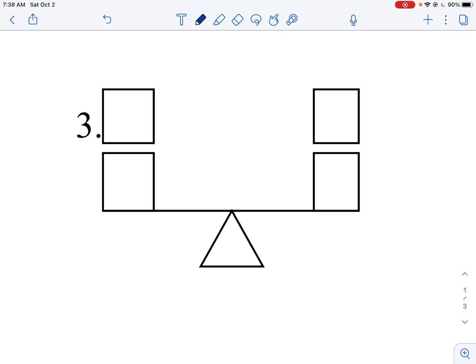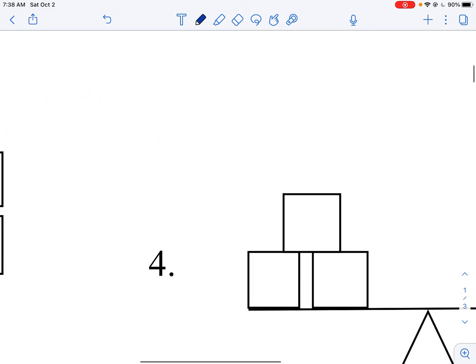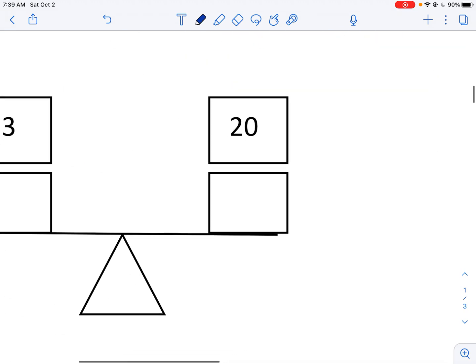Here, no matter what number I pick, I'm still going to have it even on both sides. So this one, I can pick any number, and it'll stay true. Over here, I have 30. So I have 3 boxes, and I have to be able to add them up, and they have to equal 30. So if I have 10, all I did was divide 30 by 3. So the box is equal to 10.